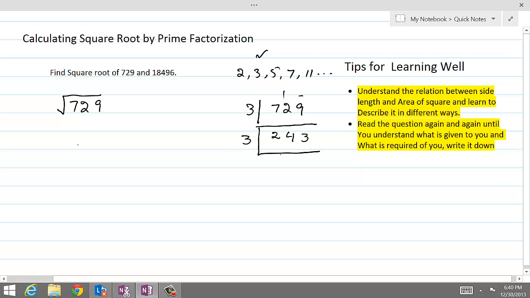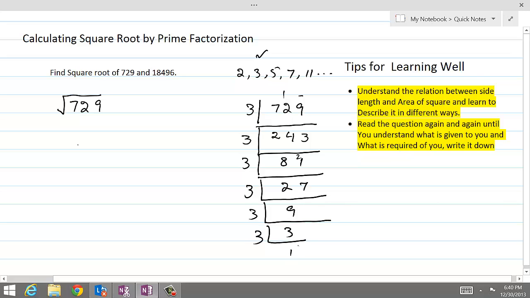So 3, and then 3 times 8 is 24, and 3 times 1 is 3, and 3 again. 3 times 2 is 6. 2 will be carried over, that will make it 21. 3 times 7 is 21, and we divide by 3 again. That's 3 times 9, and 3 times 3, and 3 times 1.